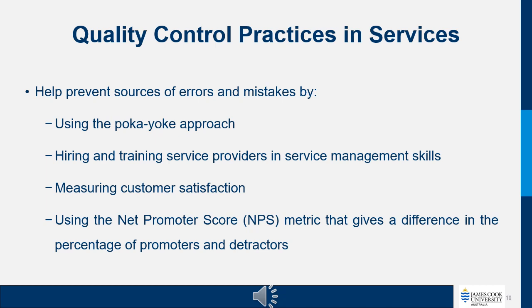Now we have discussed quality control practice in manufacturing. The next one is quality control practice in services. That helps prevent sources of errors and mistakes, using approaches like Poka-yoke, hiring and training service providers, service management skills, and measuring customer satisfaction using Net Promoter Score, a metric that gives the difference in the percentage of promoters and detractors as well.